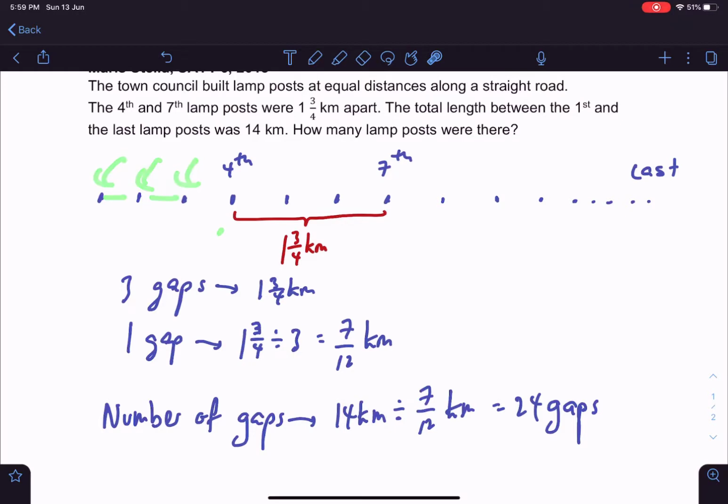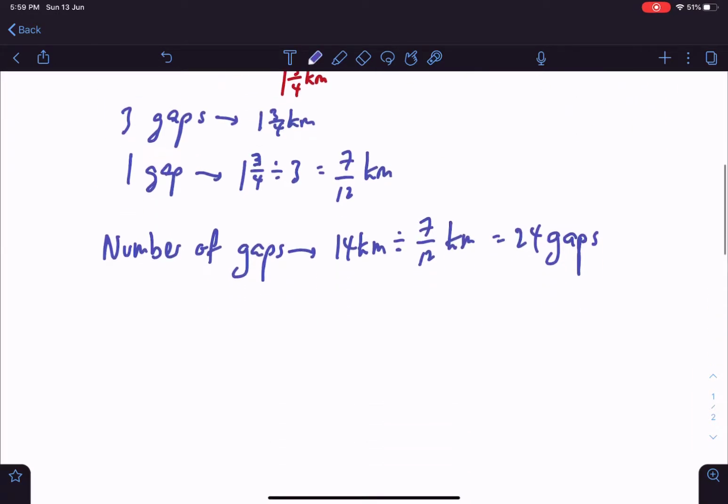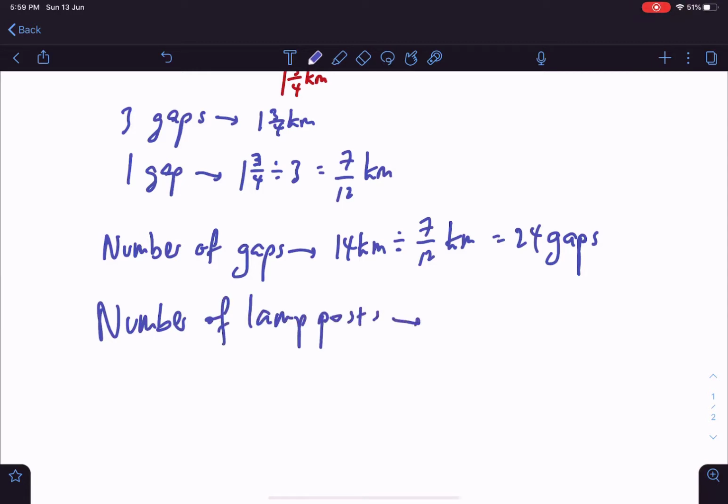So if you want to find the number of lampposts, if you have 2 gaps, you take 2 plus 1, you will get 3 lampposts. If you have 3 gaps, you take 3 plus 1, you will have 4 lampposts. So the number of lampposts is just 1 more than the number of gaps. So final step: 24 plus 1 is 25 lampposts.